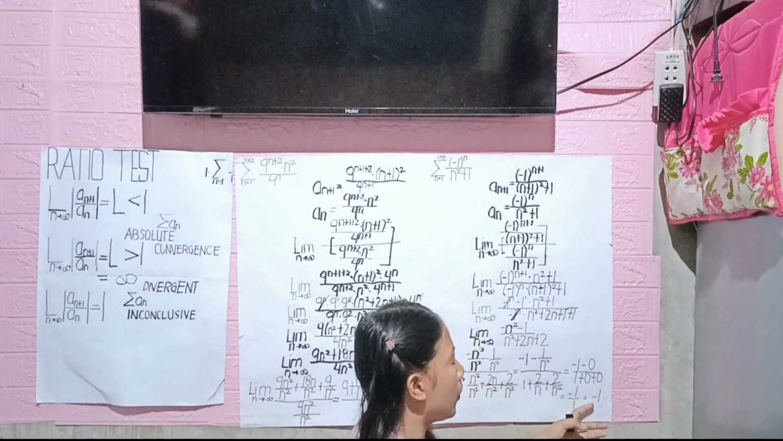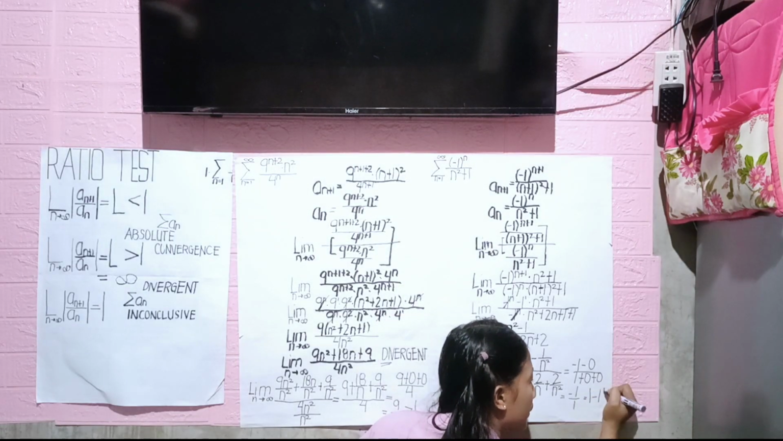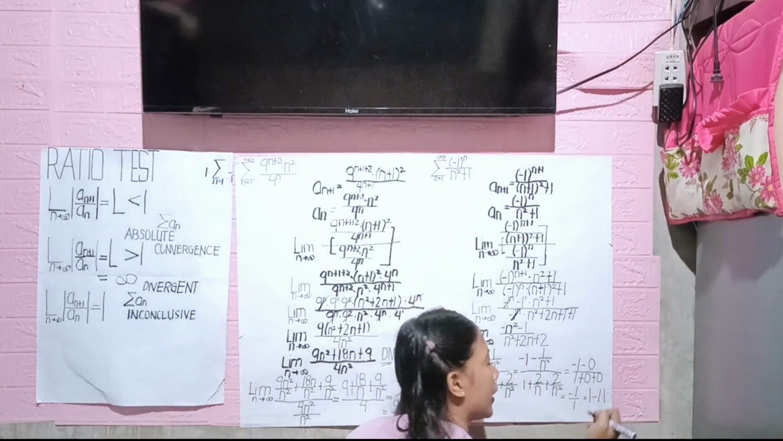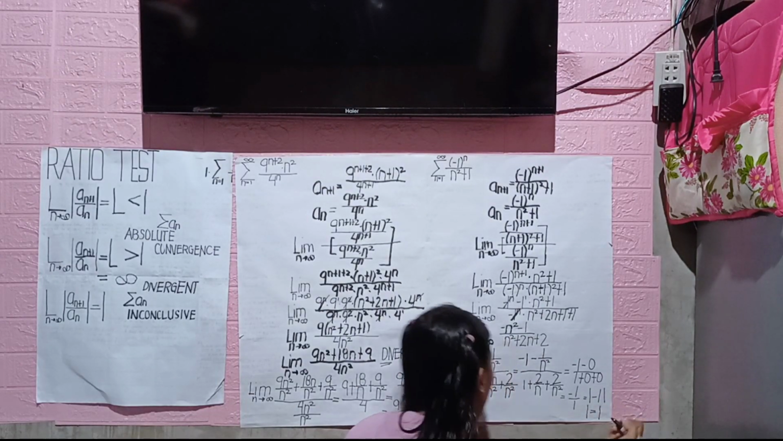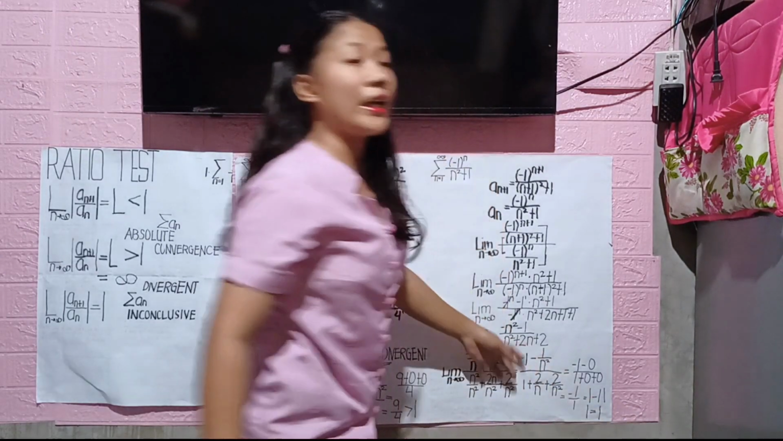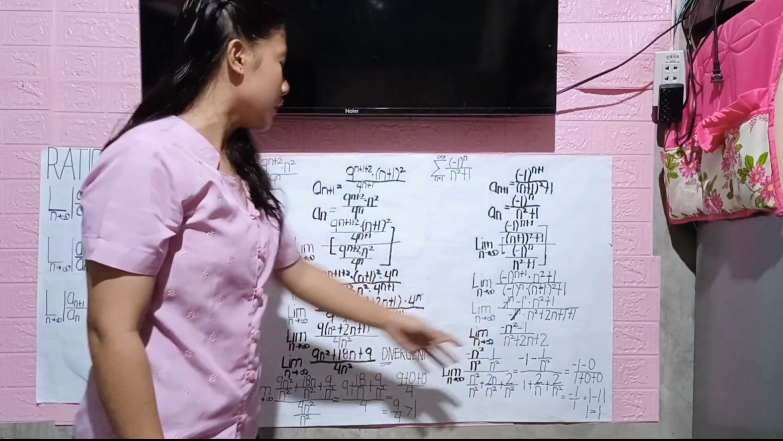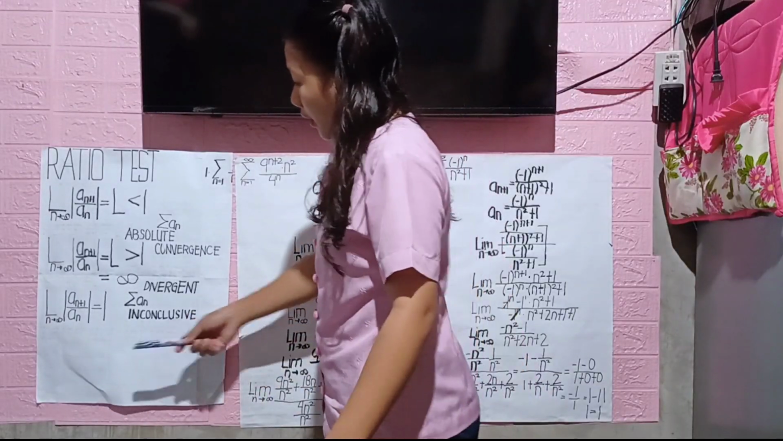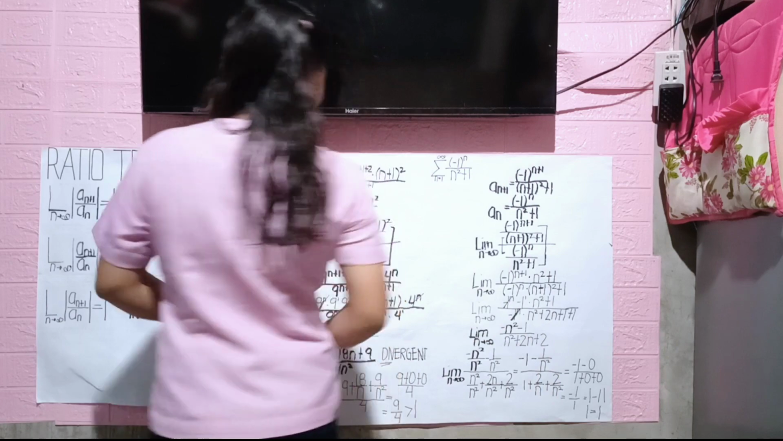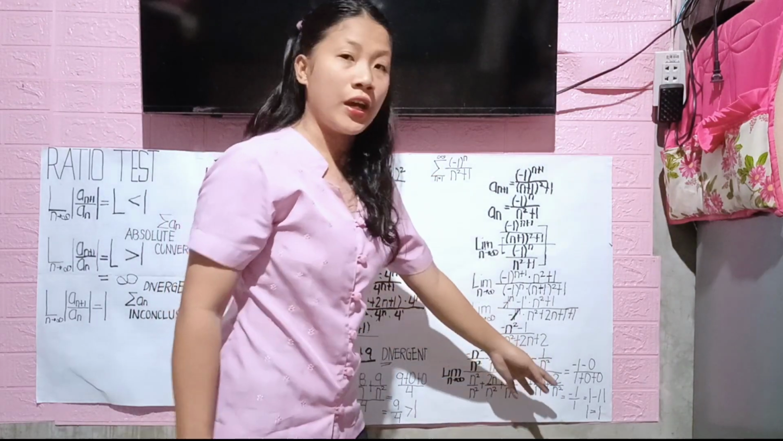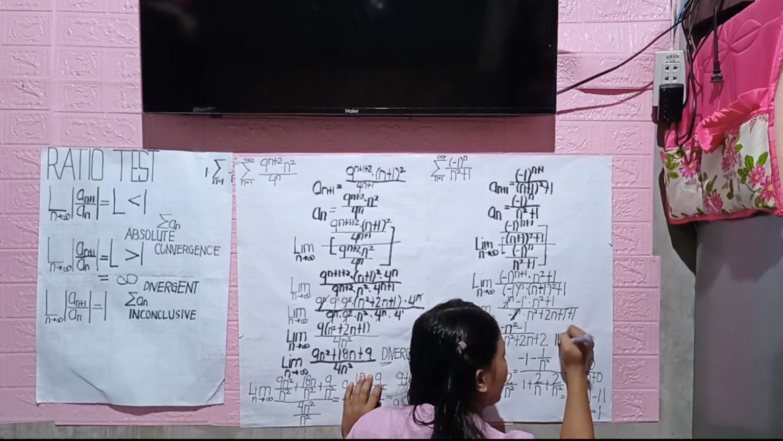So let's get the absolute value of the negative 1. So the absolute value of the negative 1 is equals to 1. So 1 is equals to 1. So now, we can say that the original series is inconclusive because if it is equals to 1, then it is inconclusive. So, our example here is equals to 1 so that we can say that it is inconclusive.